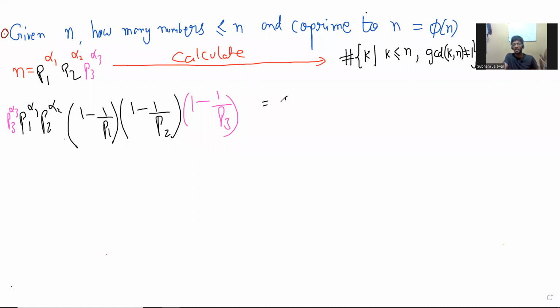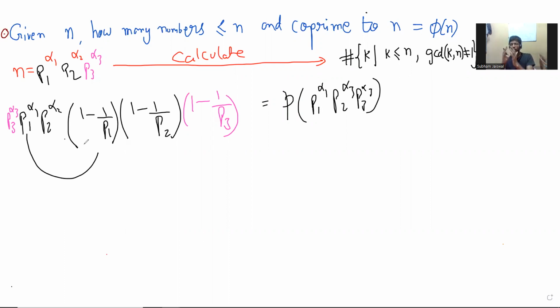Because this is phi of P1, and very nicely, they have separated themselves. The part of P1, you can separate it, part of P2. So for P1 to the power alpha 1, what you get multiplies with the part of P2 to the power alpha 2, and similarly each part separates and multiplies to get the answer. But our method doesn't suggest that.